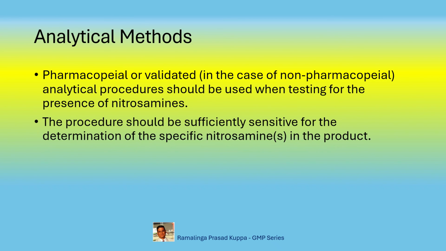The procedure should be sufficiently sensitive for the determination of the specific nitrosamines in the product. Since the levels of nitrosamine are very low, it is necessary to establish the LOD and LOQ values at nanogram level. I hope that this brief insight into the subject is understood well. Read the TRS series 981 and 1060 texts for more detailed information.